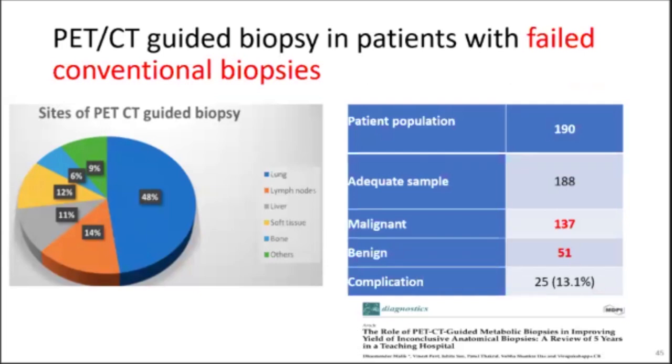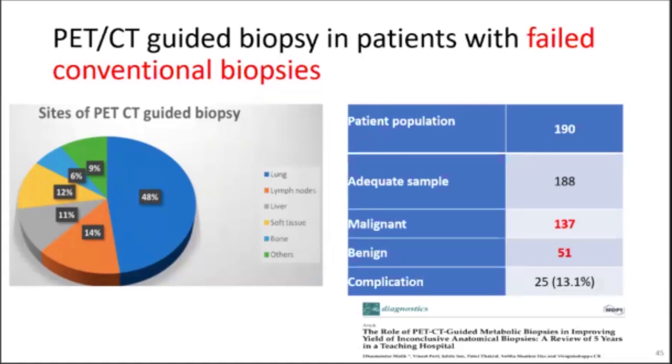A retrospective study conducted over 5 years at a center in North India assessed the effectiveness of 18F FDG PET CT guided metabolic biopsies in patients with suspected malignancies who had previously inconclusive anatomical biopsies. The study included 190 patients who underwent PET CT guided biopsy. Adequate tissue samples were obtained from all participants, with 85% confirmed as malignant, resulting in a diagnostic yield of 96.9%. The post-procedural complications occurred in only 13.1% patients.